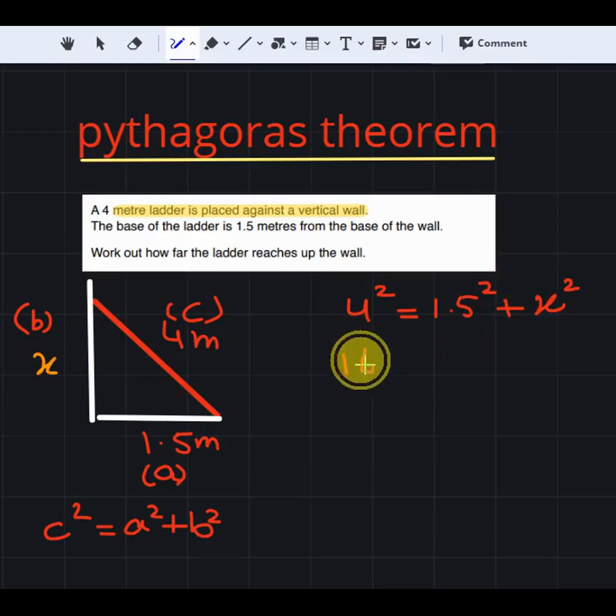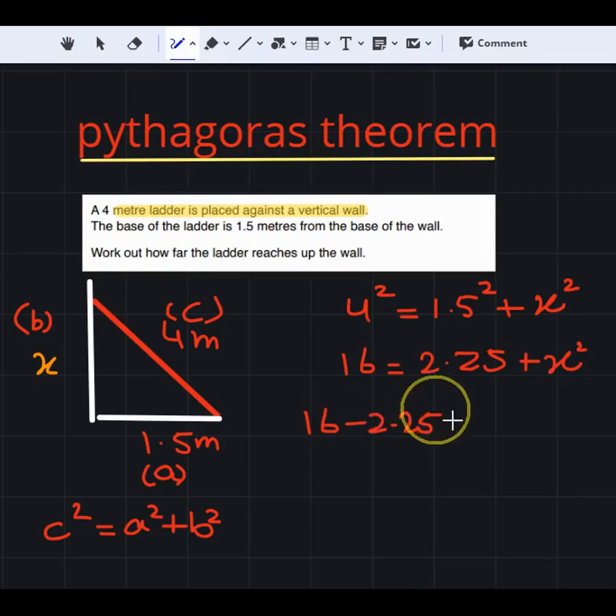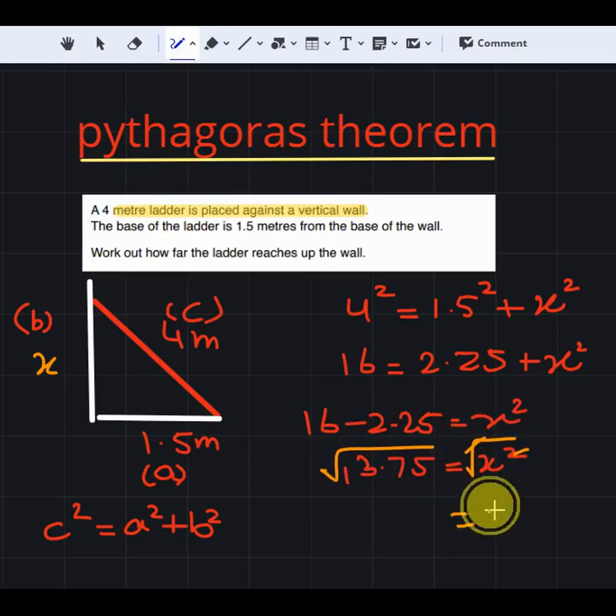4 squared is 16. 1.5 squared is 2.25 plus x squared. Now switching this 2.25 to the other side of the equation, so 16 take away 2.25 is equal to x squared. So 16 take away 2.25, which is equal to 13.75, is equal to x squared. Now I have to take the square root of both sides of the equation. So the square cancels with the square root. So then x is equal to the square root of 13.75, which is 3.70.